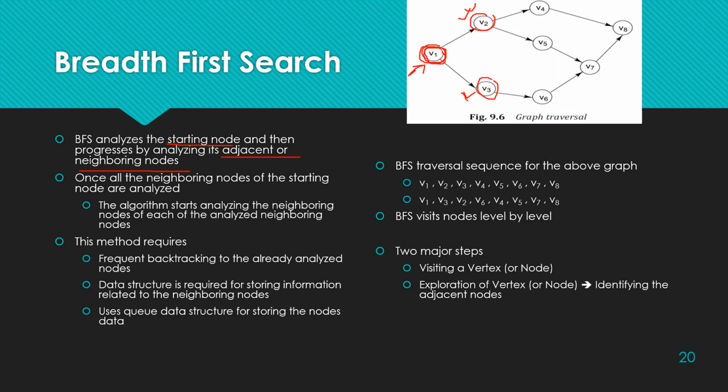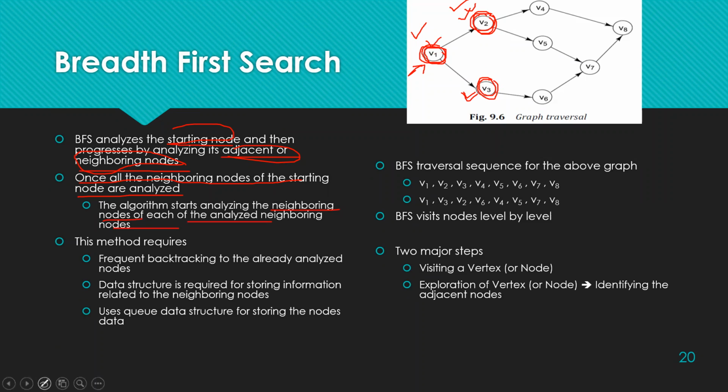I got to know that V2 and V3 are the nodes. After this, either I can go for V2, that is I can select this one, or I can go to V3. If I go to V2, who are the neighbors for this one? So first I visited node 1, which is the starting node. From this one, I identified that V2 and V3 are the neighboring nodes. Once the neighboring nodes are analyzed from the starting point, next the neighboring nodes have to be analyzed.